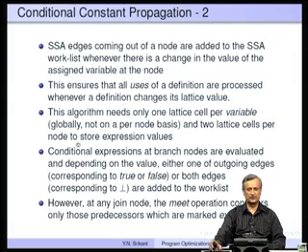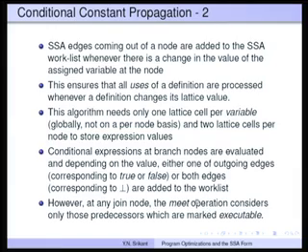So, not too much of extra space, and then conditional expressions and branch nodes are evaluated, and depending on the value either one of the outgoing edges corresponding to true or false, or both edges corresponding to not a constant are added to the work list. So, if you are able to evaluate it to either true or false, only one edge is added, otherwise both edges have to be added. At any join node, the meet operation considers only those predecessors which are marked executable. So, that is an extra point to be noted here.